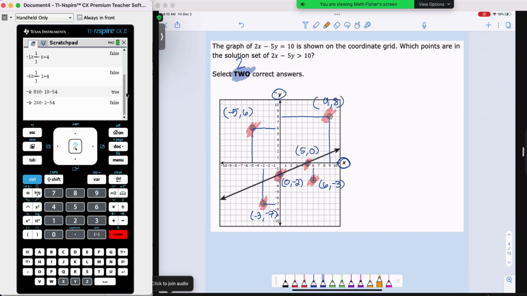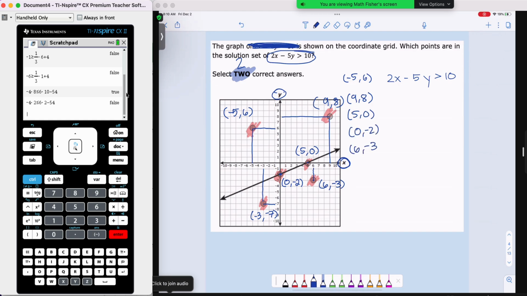And I need you to pay attention. You are not using this, you are going to use this one. So you have 2x minus 5y greater than 10, and we need to do it for every single point to check. Okay? So I'm going to write down my points. Negative 5, 6, 9, 8, 5, 0, 0, negative 2, 6, negative 3, negative 3, negative 7.